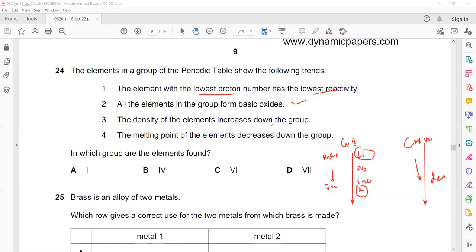Then the density of the element increases as we go down the group. So density always increases. Then the melting point of the element decreases as we go down the group. Which one does it match with? Density increases for both group 1 and group 7 as we go down. But what about the melting point? For group 1, the melting point decreases as we go down the group, and for group 7, the melting point increases as we go down the group. So it matches with A, group 1.